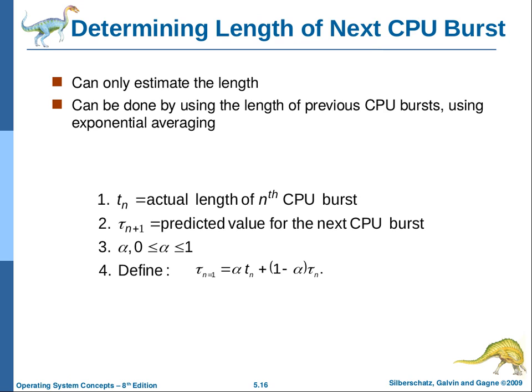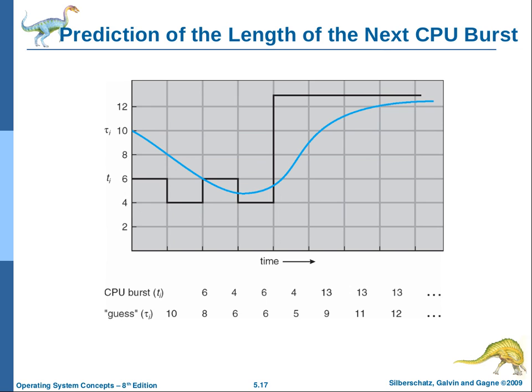So for example, if you made alpha 0.9, in our formula it would be 0.9 times T of n, the last value, plus 1 minus 0.9, which is 0.1, times tau of n, our previous sum of everything. Tau of n plus 1 is the predicted value for the next burst. Tau of n is your sum of everything previous. Any questions? Good. Simple formula.